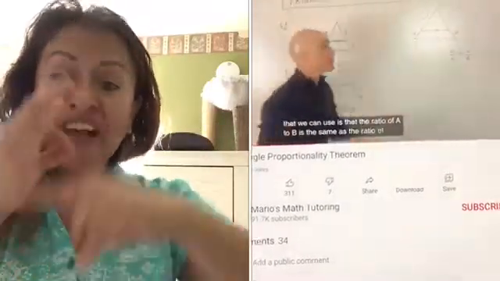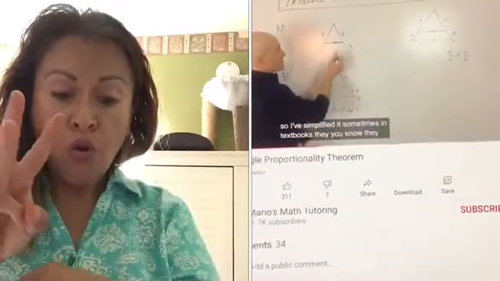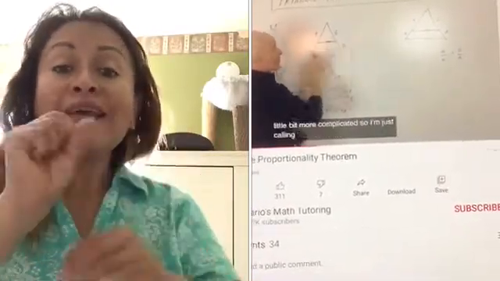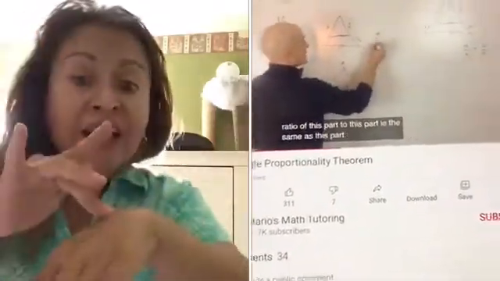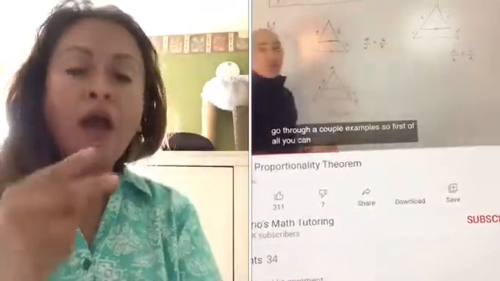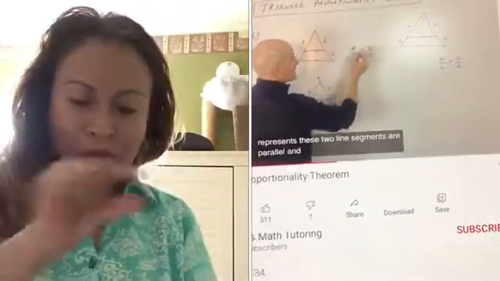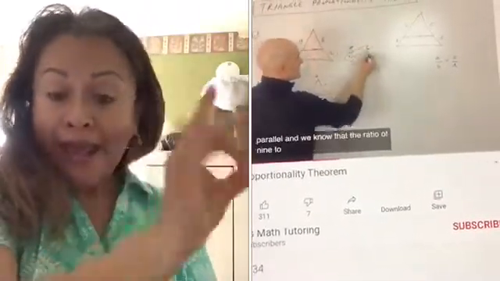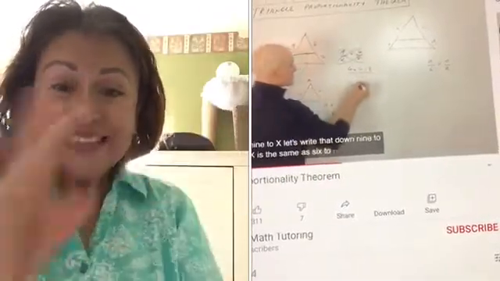So first of all, you can see that this little arrow represents that these two line segments are parallel. And we know that the ratio of 9 to x, let's write that down, 9 to x is the same as 6 to 2. Okay, so that's our proportion. All we have to do to solve is cross multiply, across the equal sign, right? 9 times 2 is 18. 6 times x is 6x. Divide both sides by 6, right? x equals 3, and you got it.